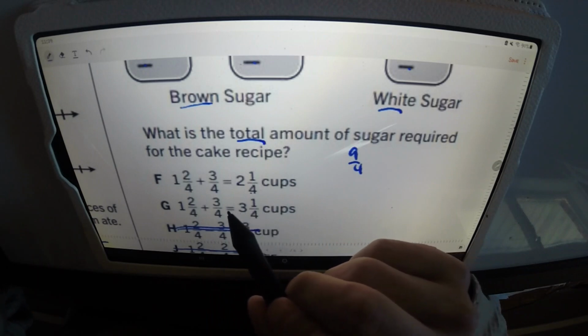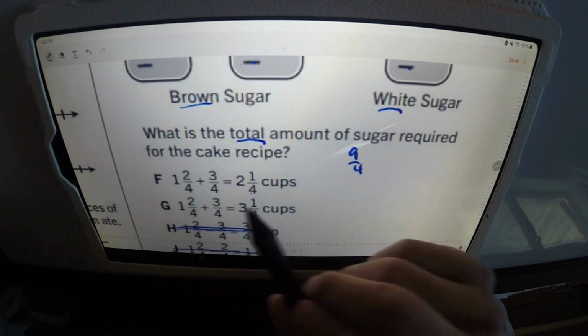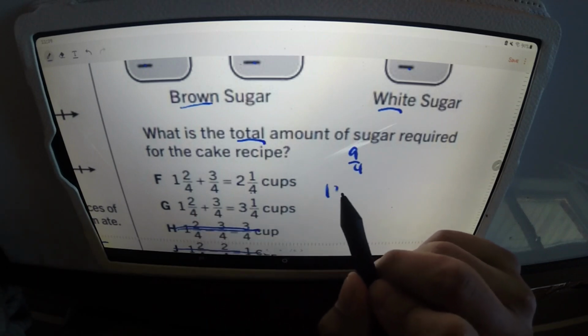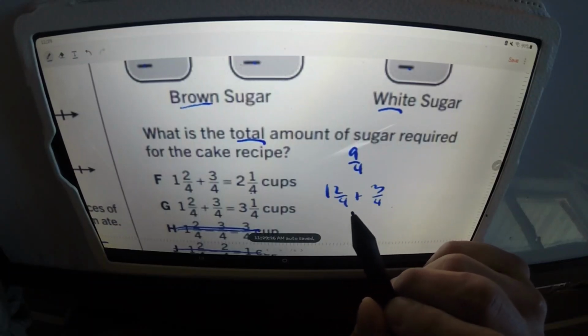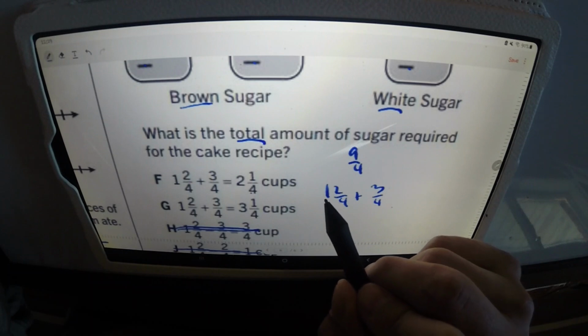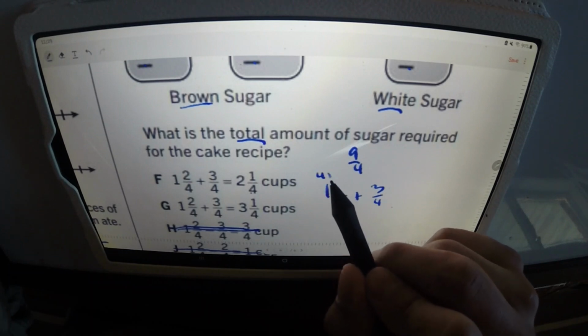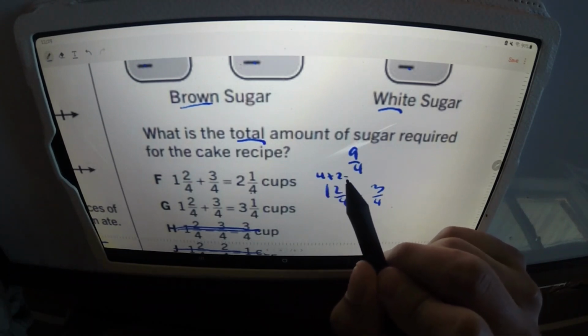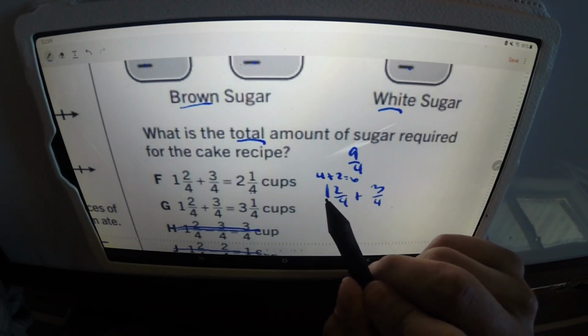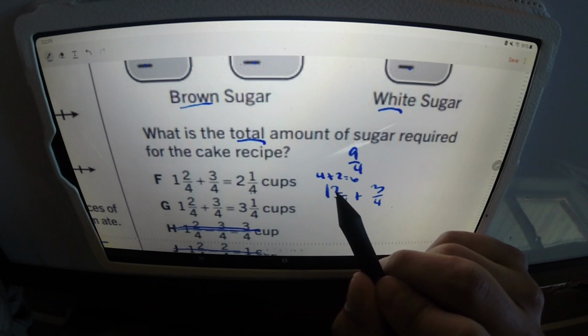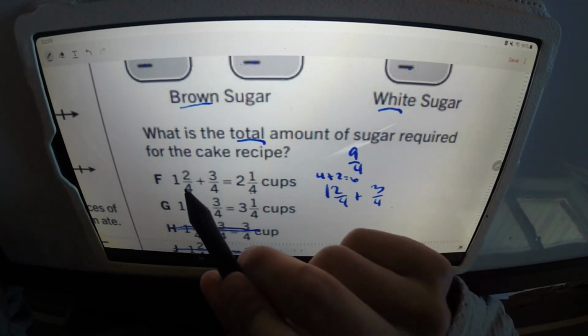Well, so let's do this. 1 2/4 plus 3/4, right? And 4 times 1 is 4 plus 2 equals 6. And then we add this one right here, right? So 4 times 1 is 4 plus this number right here, 2, because this is right here, right?